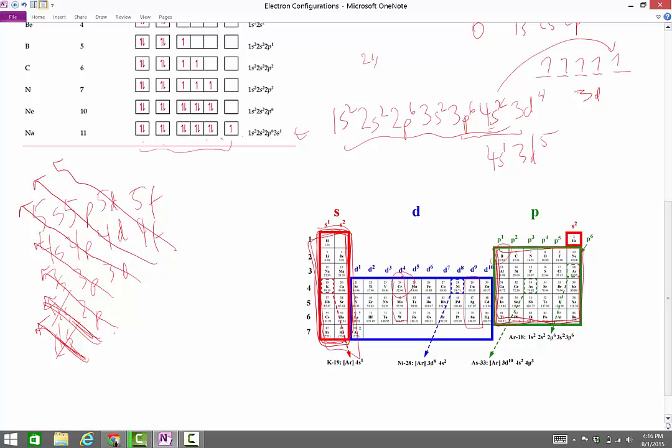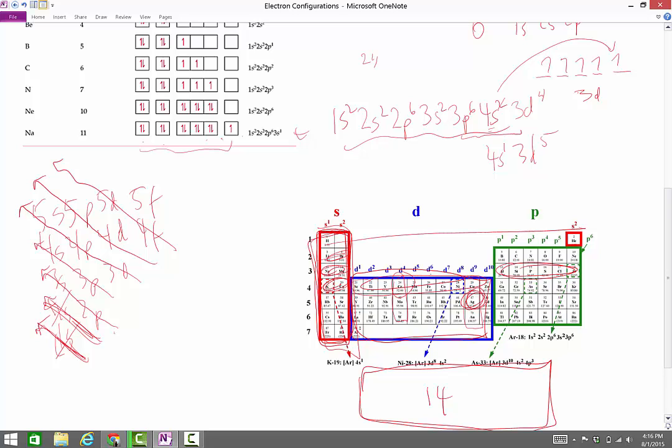The p's can hold 6, right? The d's can hold 10. And if the f block were here, if my periodic table showed it, it would have 14. And then you just go from left to right. So if we were doing, let's say, silver, which is 47, we go 1s2, 2s2, 2p6, 3s2, 3p6, 4s2, 3d10, 4p6, 5s2, 4d9.